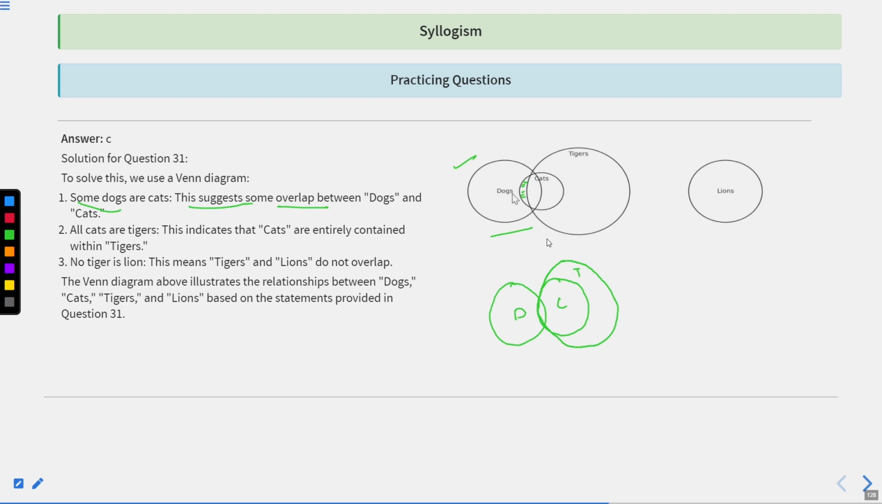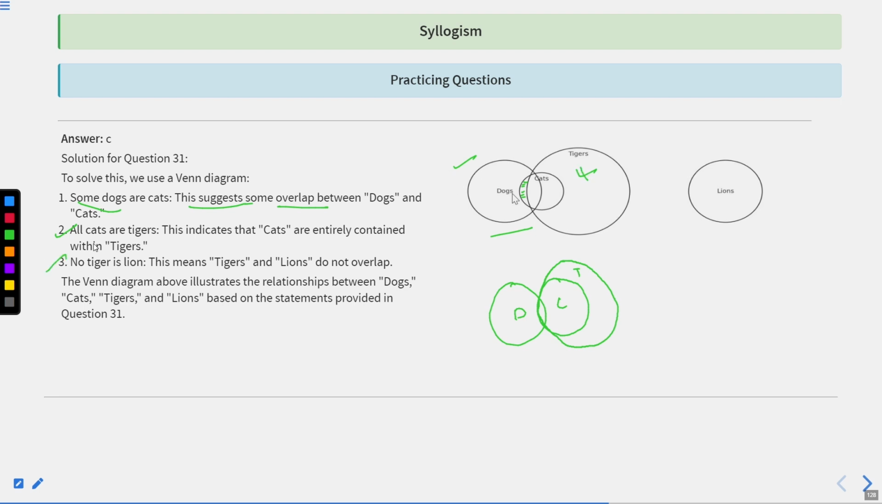Why have I not crossed it directly? Because there is no statement where we can say that dogs and tigers have any such relation. So the correct representation should be this, and then all cats are tigers. This we have represented through this Venn diagram. This diagram seems to be correct. Now, I'm talking about the first one, not the second one. The second one is wrong. The first one is correct.